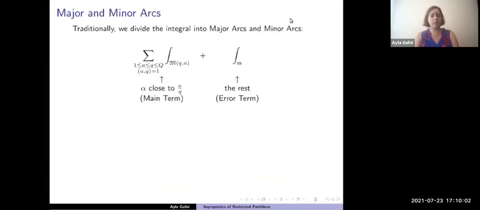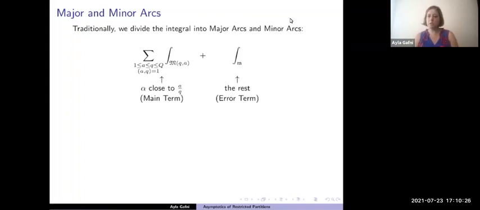As we know from the summer school earlier this year, we would traditionally divide our integral up into major arcs and minor arcs. So the major arcs would be the pieces that are close to rational numbers, and they would make up the main term of our asymptotics. And the minor arcs are everything that's left over, and they would be error term traditionally.